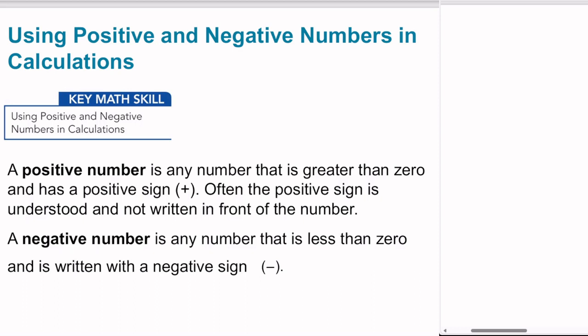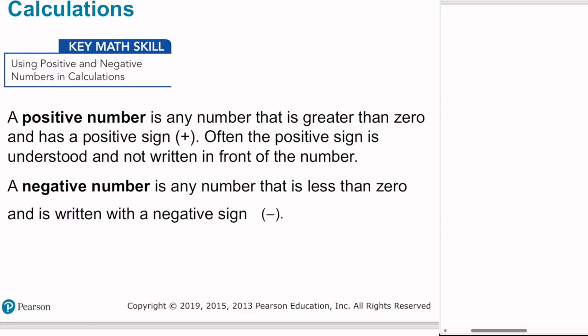Now let's explore how to use positive and negative numbers in calculations. A positive number is any number that's greater than 0 and has a positive sign. We often leave the positive sign off because it's understood to be there in front of any number that doesn't include it. A negative number is any number that's less than 0 and is preceded by a negative sign.